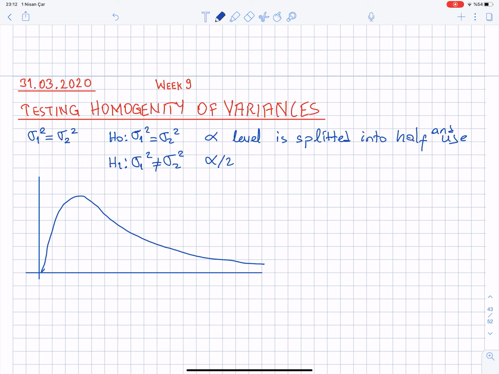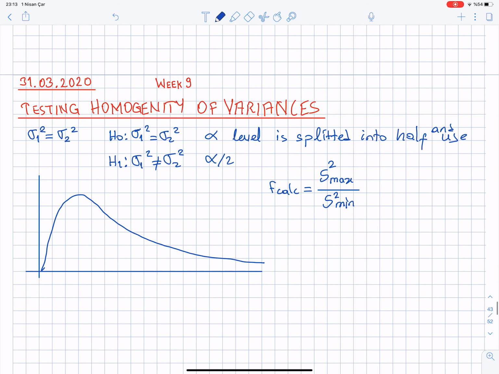Okay, to perform such a hypothesis test, we use the F calculated statistic, which is F calc equals S, in place of subscript 1, I'm going to have the maximum variance divided by the minimum variance. The reason I'm saying maximum is that the larger one should go on the numerator and the smaller variance should go on the denominator of the F calculated statistic.